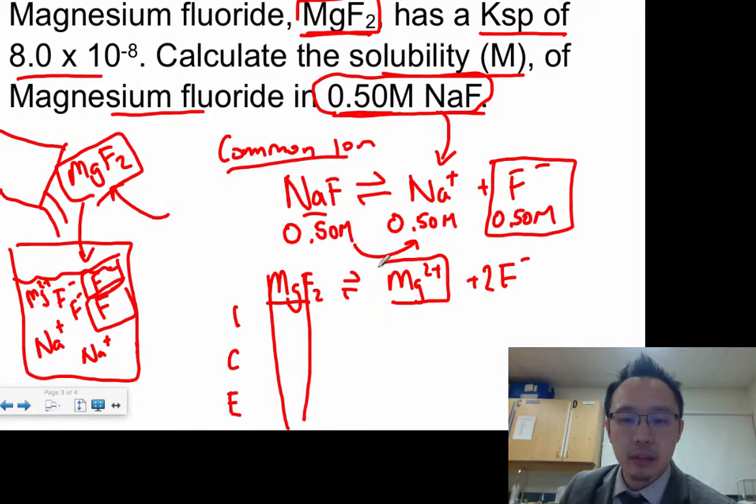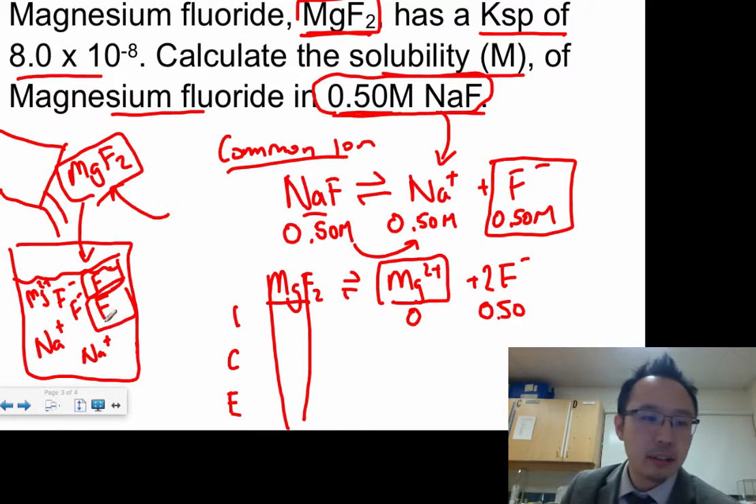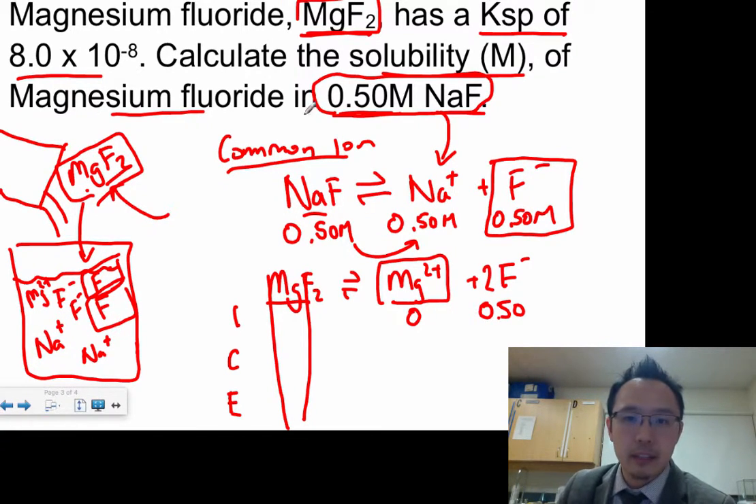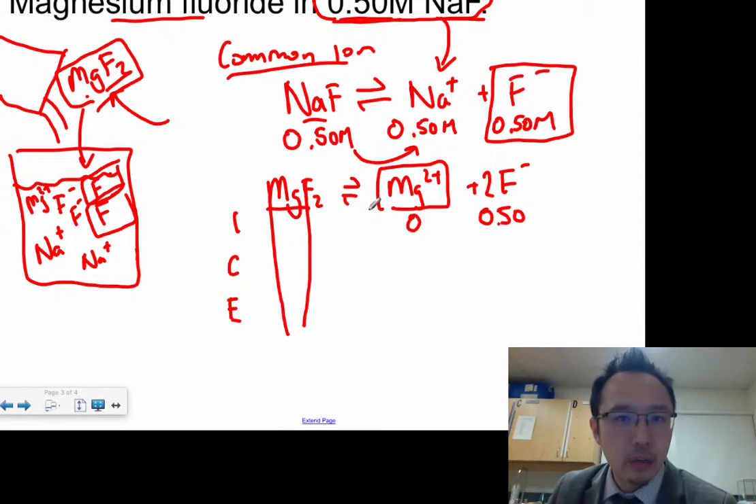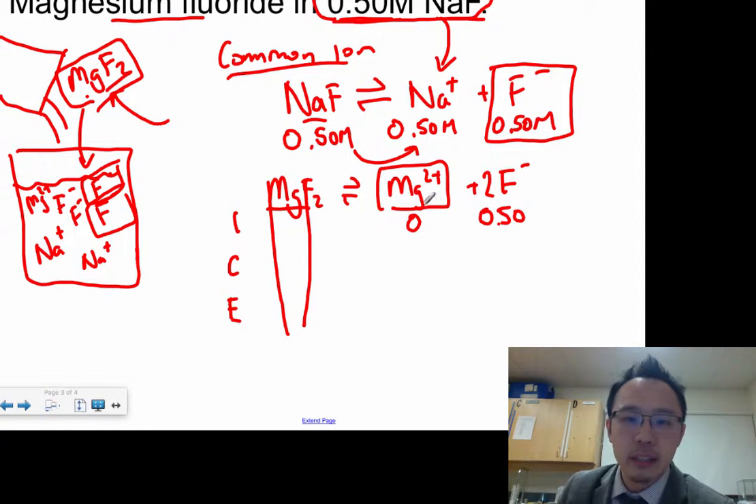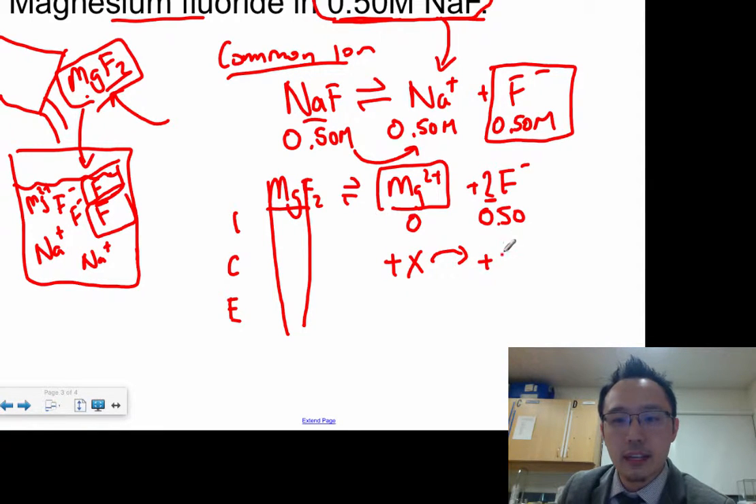Magnesium concentration in the initial row: since we don't have any magnesium to begin with, this is going to be 0. Do we have any fluorides? Yes, we have fluorides to start with, so this is going to be 0.5. That's my initial concentration, because when I put this in here, there are already fluoride ions there. That's your 0.5 molar. Moving on, what's my change? We don't know the change, so we have to use some algebra here. This magnesium is going to gain an X. It's going to gain a concentration of something. And since the fluoride has a molar coefficient of 2, it's going to gain 2X.